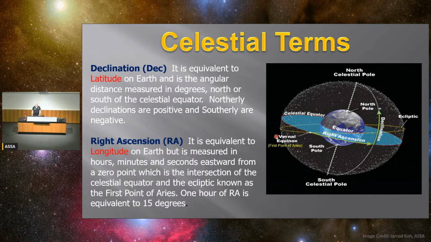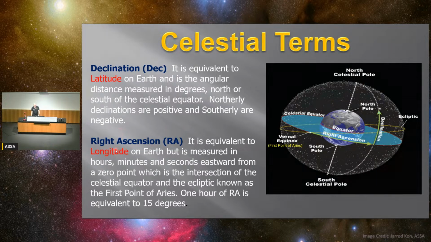Right, now we have a coordinate system for determining the position of objects on the celestial sphere. We have declination. Now this is equivalent to latitude on the Earth, and it's the angular distance measured in degrees north and south of the celestial equator. So northerly declinations are positive and southerly declinations are negative. So if an object was right on, say, the South Celestial Pole, that would be 90 degrees negative. And then anything on the equator would be 0. And then we move out to 90 degrees positive at the North Celestial Pole.